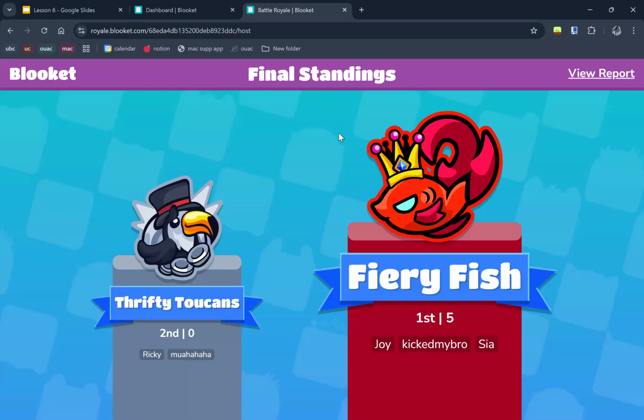We can do another game mode quickly if anyone has a suggestion. Candy Quest. Okay, let's do Candy Quest.